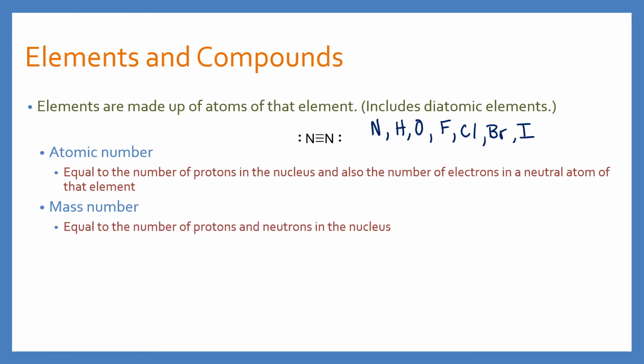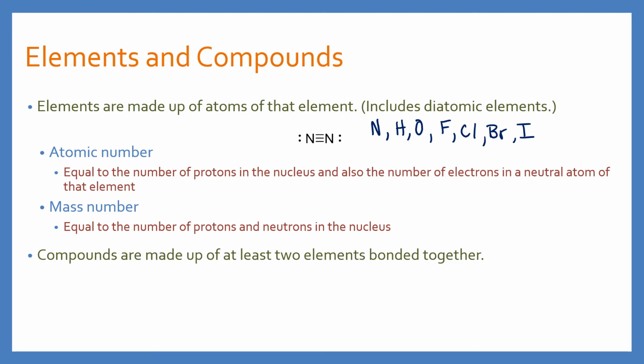There's also the mass number. The mass number is equal to the number of protons and neutrons in the nucleus. And this is because, again, electrons weigh essentially nothing compared to a proton or a neutron. And protons and neutrons have approximately similar masses.